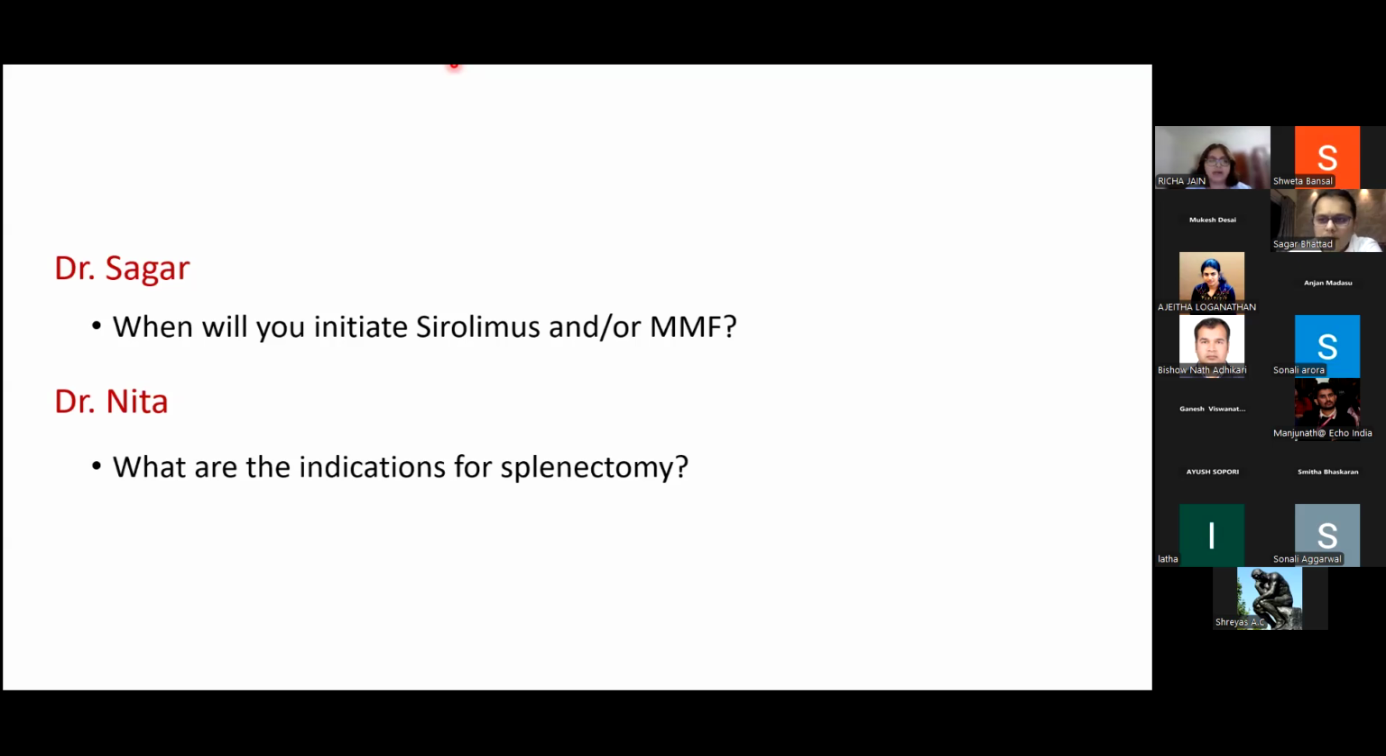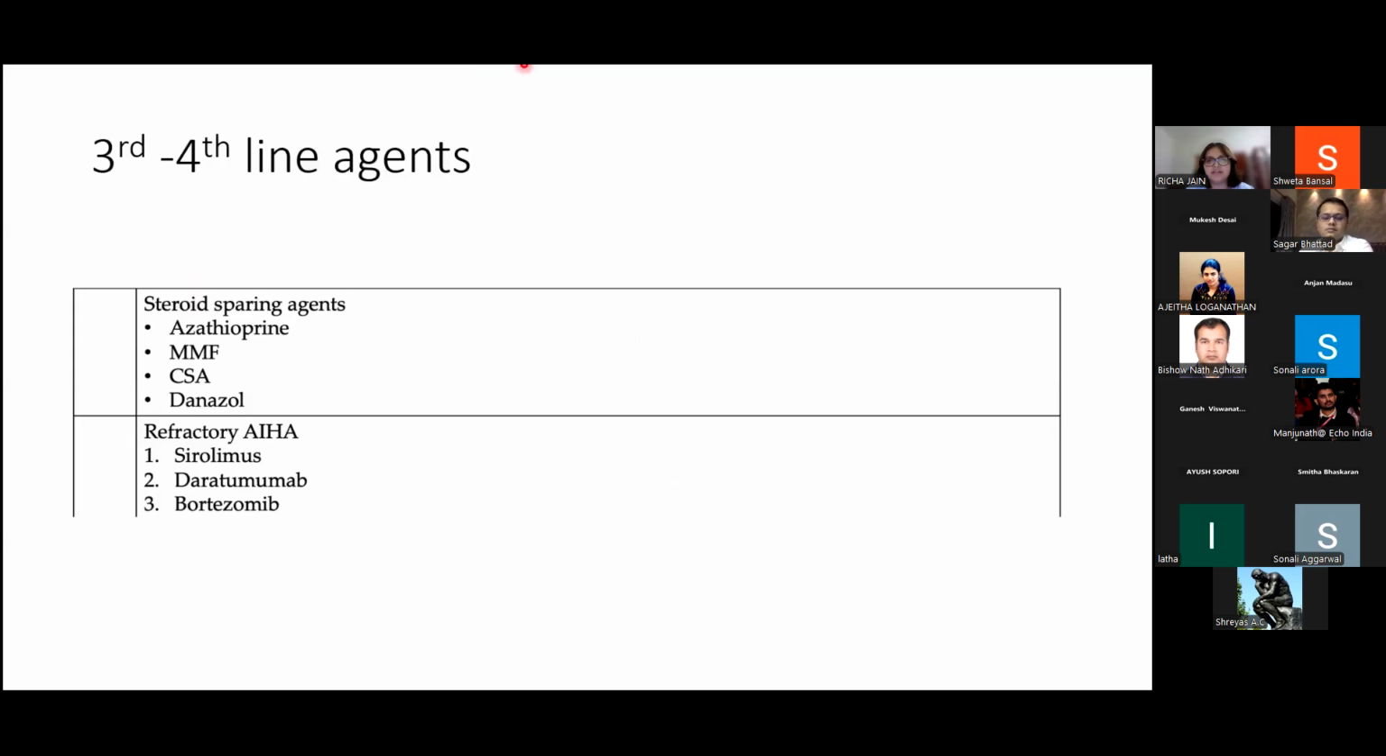And what about MMF? I haven't used MMF a lot, frankly. If somebody is not responding to sirolimus, I'm not sure whether they would respond to MMF. Very little. Right. So, Dr. Neeta, your thoughts on splenectomy and MMF? Yeah, MMF we used to use earlier. Nowadays, not so much.